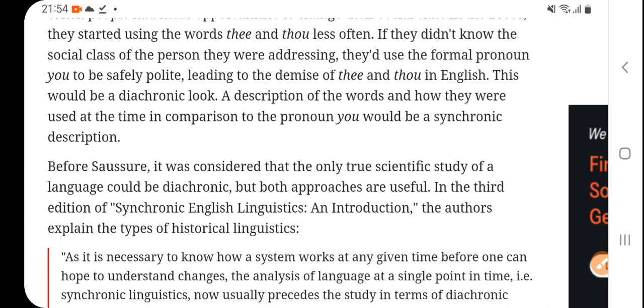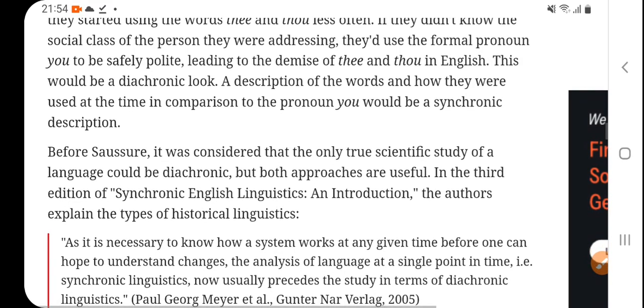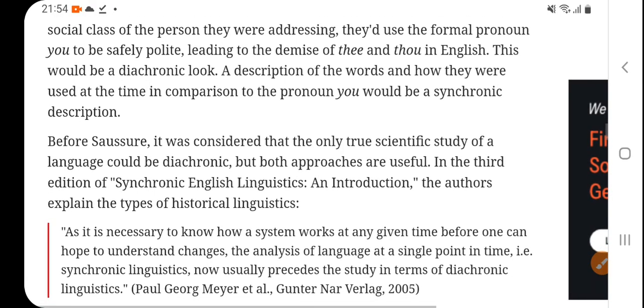So you was used to be polite, leading to the demise of thee and thou in English. This would be a diachronic look. Why? Because they are studying history. A description of the words and how they were used at the time, in comparison to the pronoun you, would be a synchronic description.